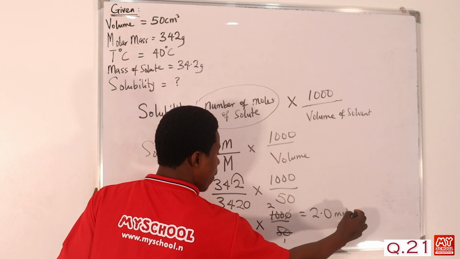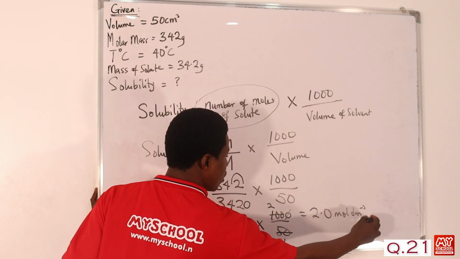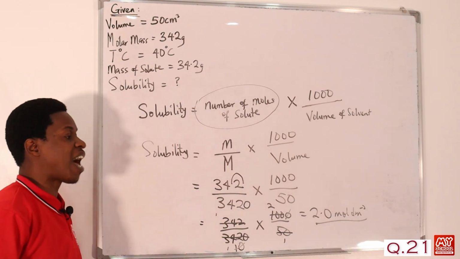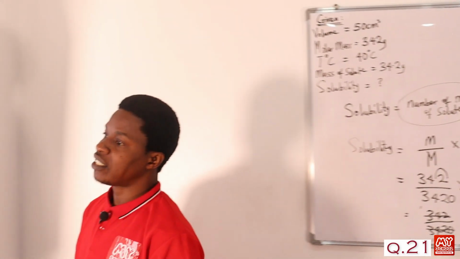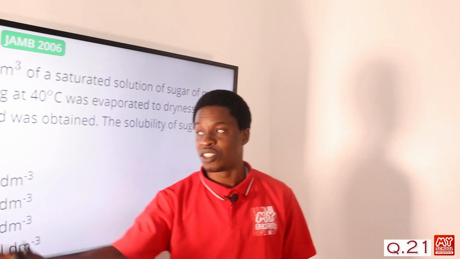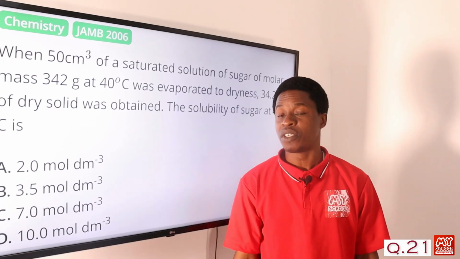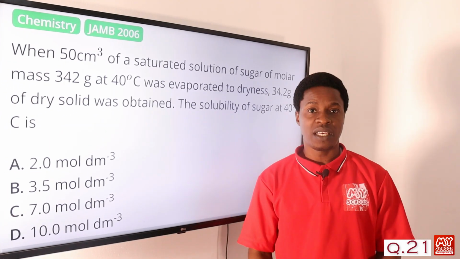2.0 mole per dm cubed. That's the solubility of the sugar at 40 degrees Celsius. Let's move on to the screen and see option A. Fortunately, it's just 2.0 mole per dm cubed. So the correct answer is option A, 2.0 mole per dm cubed.